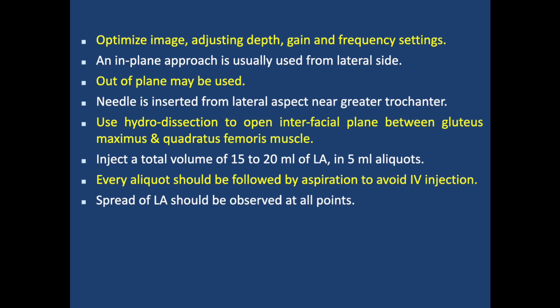We inject a total volume of 15 to 20 ml of local anesthetic in 5 ml aliquots. Every aliquot should be followed by aspiration to avoid intravenous injection. The spread of local anesthetic should be observed at all times.